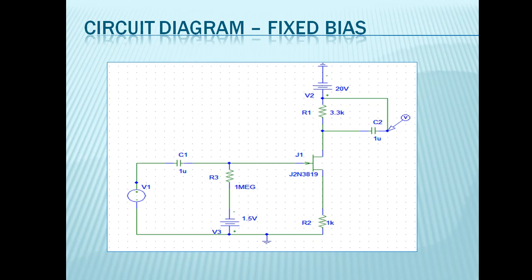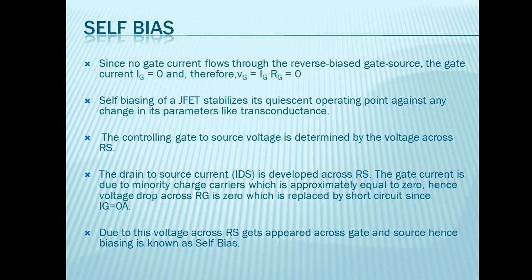This is a circuit diagram of FET in fixed bias. Since no gate current flows through the reverse biased gate source, the gate current Ig is 0 and therefore Vg is also 0. Self-biasing of a JFET stabilizes its Q operating point against any change in its parameters like transconductance.